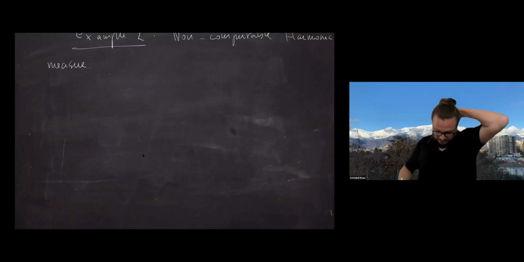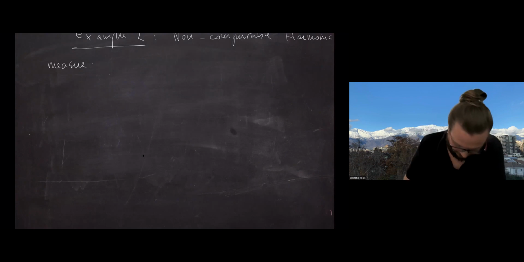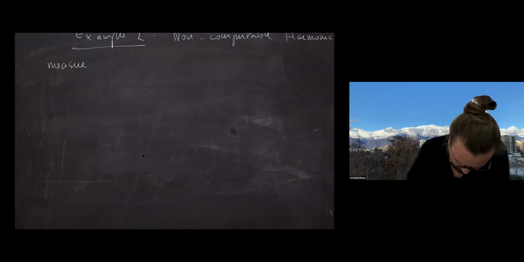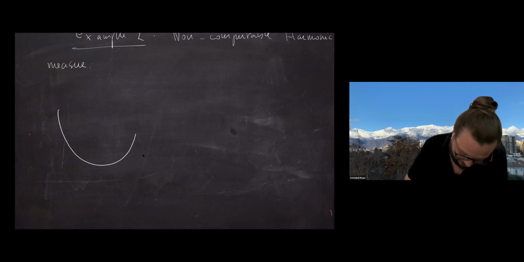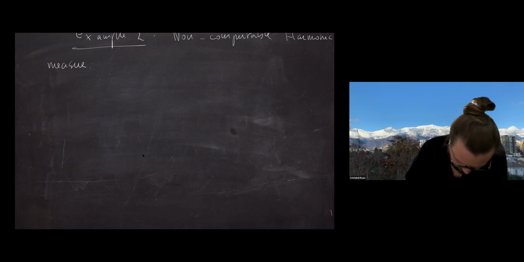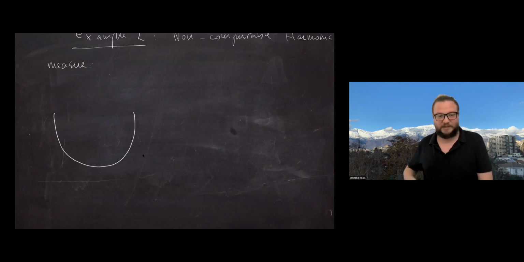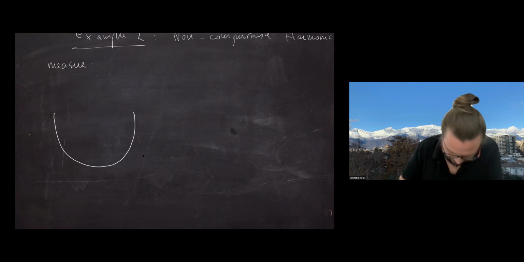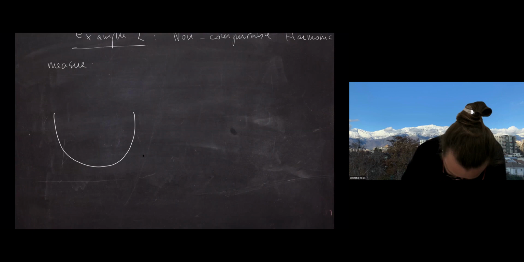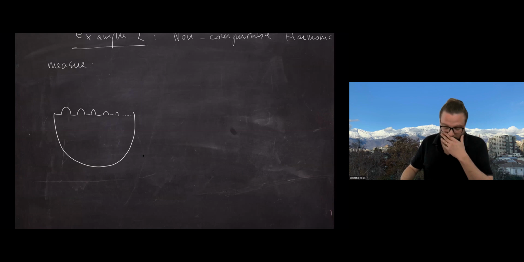So the picture here is the following. We start with, let me try to do it more like a half of a circle. And in the top part of the circle, we are going to add these bumps, smaller and smaller.